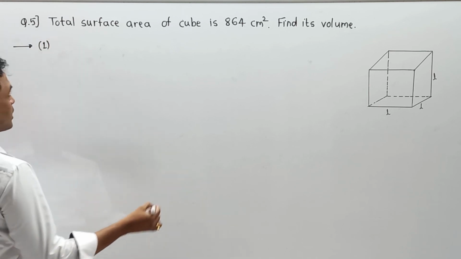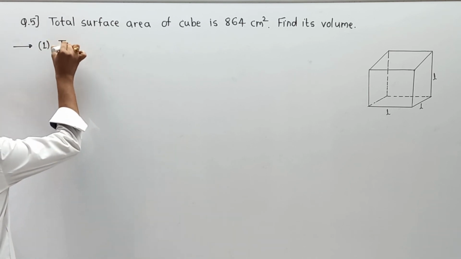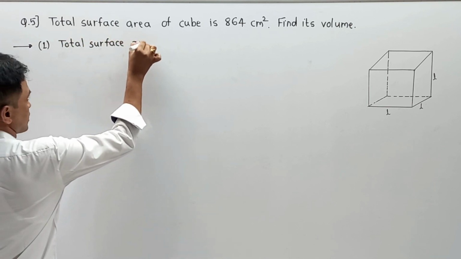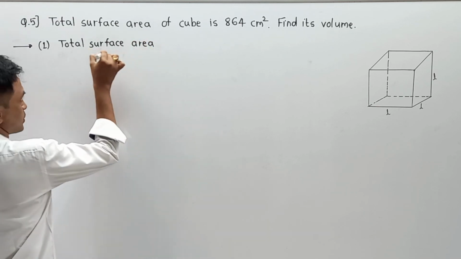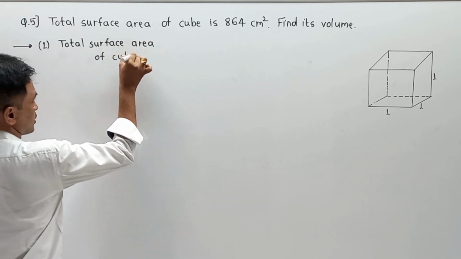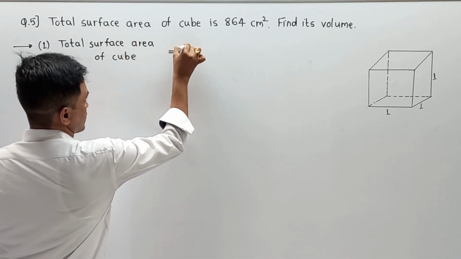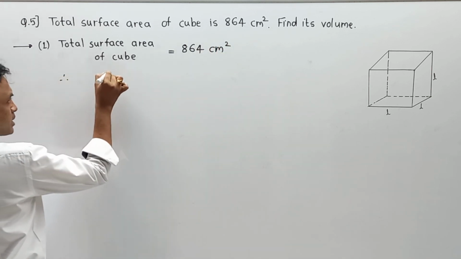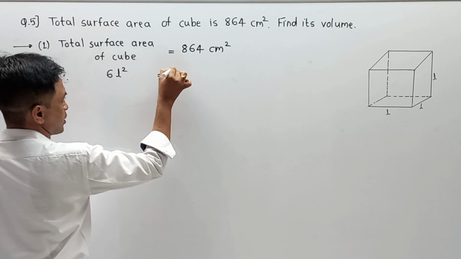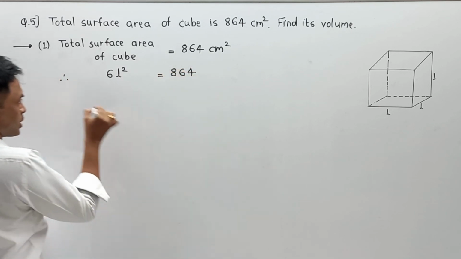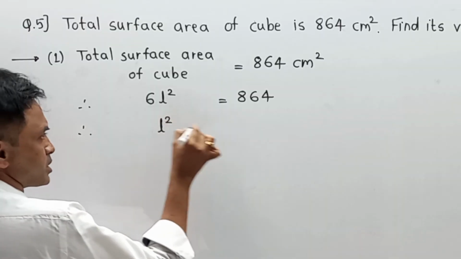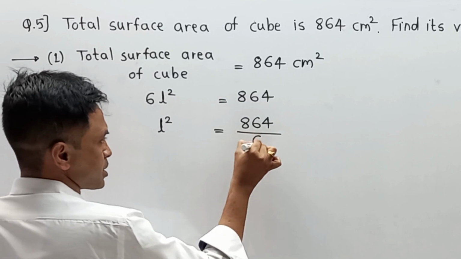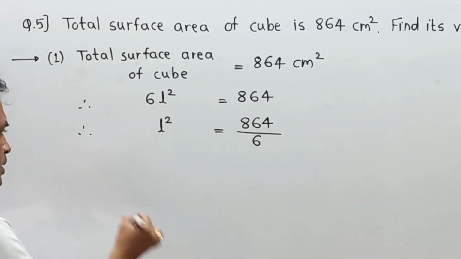So first, they have given the total surface area of the cube. They have given it as 864 square centimeter. Logically we can say that 6L square is equal to 864. Naturally we have the value L square is equal to 864 divided by 6. Now we are going to start its simplification.